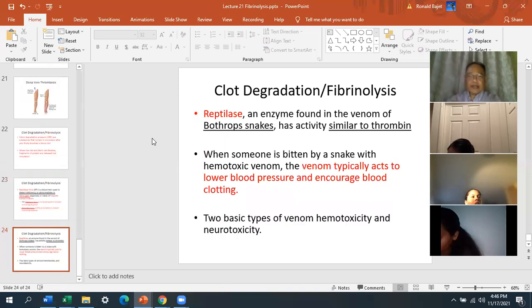And reptilase, what it is, it's an enzyme found in the venom of the Bothrops snakes, and has activity similar to thrombin. So when somebody's bitten by a snake with hemotoxin venom, the venom acts to lower blood pressure and encourages blood clotting. The two basic types of venom toxicity are hemotoxicity and neurotoxicity. And that's it for fibrinolysis.